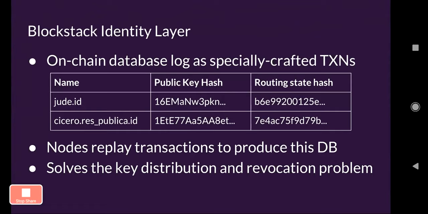Jude.id has the public key hash 16EMANW, et cetera, and then the routing state hash given. Same for Cicero.respublica.id in this table here. So because the Bitcoin blockchain is stable and very, very secure insofar as blockchains are considered, everybody gets the same table when they start up a Blockstack node, because the Bitcoin blockchain looks the same to everybody. As in, everybody's copy of the Bitcoin blockchain is not easily reorganized. So the nodes replay the transactions locally to instantiate this database, and they can do so independently of one another. And because the Bitcoin blockchain is hard to reorganize, this basically solves the key distribution and revocation problem.